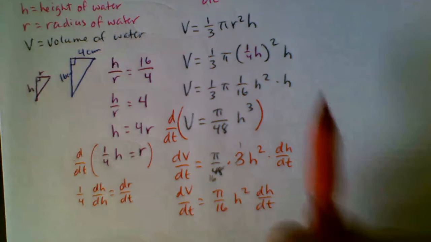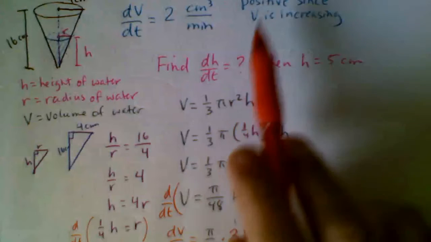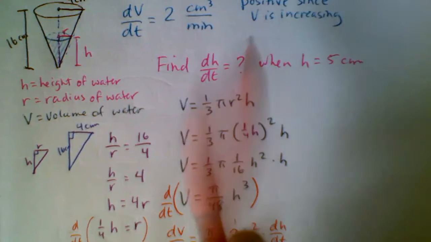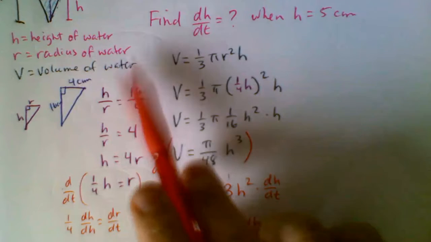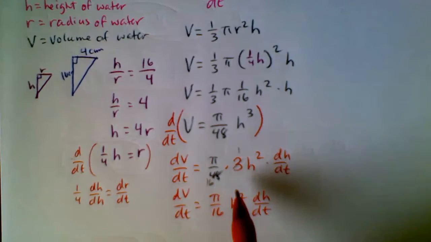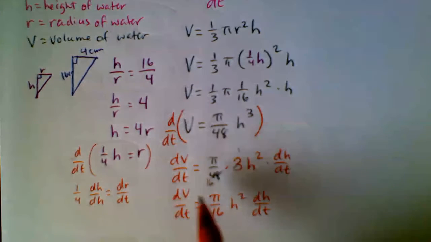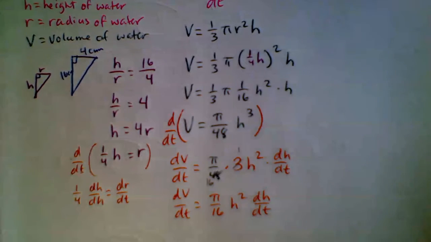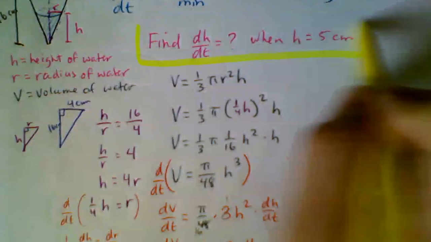Okay, so now that we've translated our problem into symbols, we've used our prior knowledge to come up with equations to link the variables together, and we've taken derivatives of the equations that we came up with. Now we can solve for what we need to find. And remember, this is what the question was asking us to find.